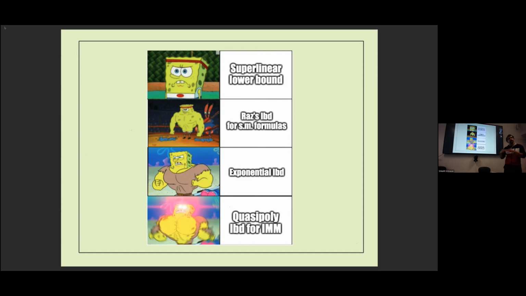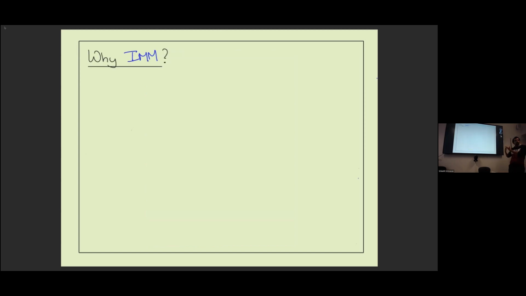Okay, and in particular, in this context, I want to say that this is progress towards removing this restriction of set multilinearity. This is progress towards going to general formulas. Let me try to explain that. All right, so why is it that we want to prove lower bounds for this polynomial? Why is this an interesting problem? And why is it that Raz didn't do it already?